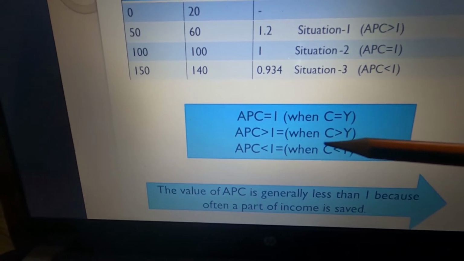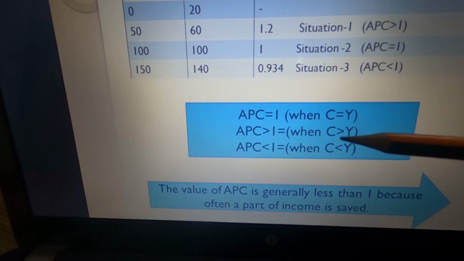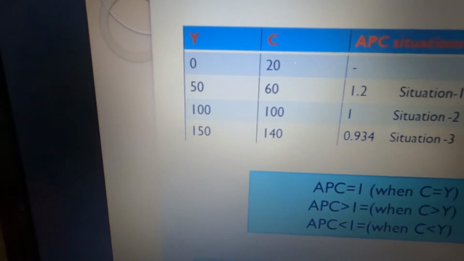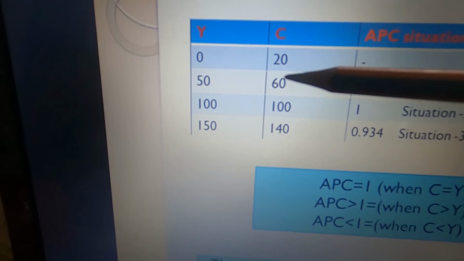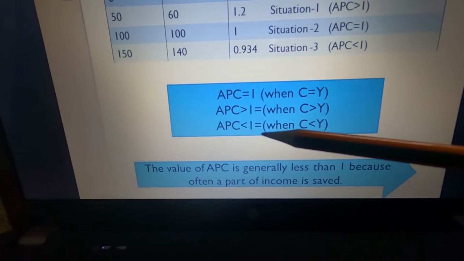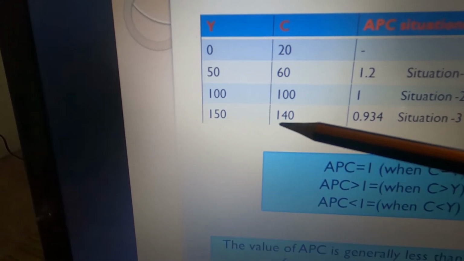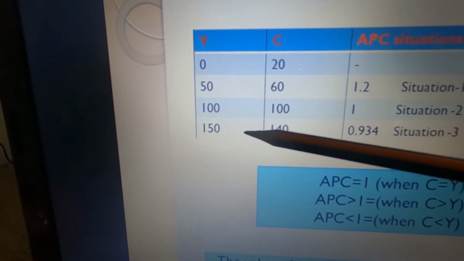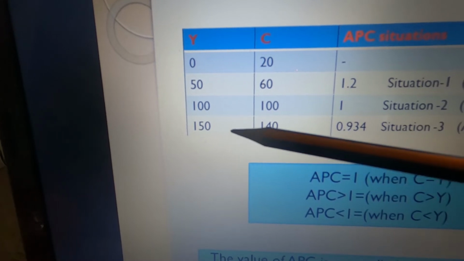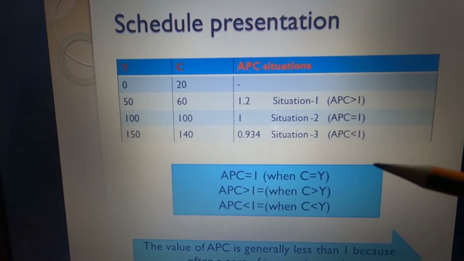Okay. Similarly, now see here, we have APC is greater than 1. Now in this, what is happening? Consumption will be greater than Y. Is it happening here? This one situation, right? So see here, 50 and 60 here, right? So here consumption is greater than income. Then third one, we have APC is lesser than 1. In this, what is happening? C is lesser than Y, right? So it happens here. C, this is C 140 and this is Y 150. So C is lesser than Y. Consumption is lesser than income. All right. Okay. So like this, in this APC, we are getting 3 situations here.